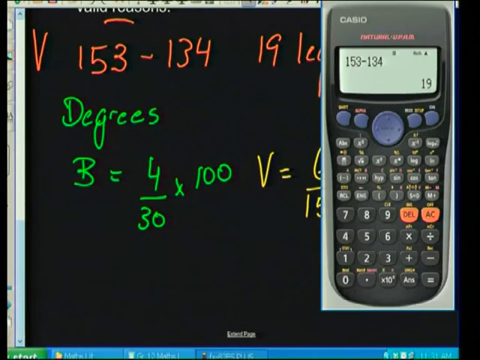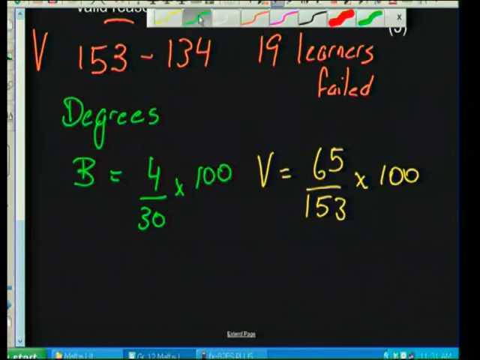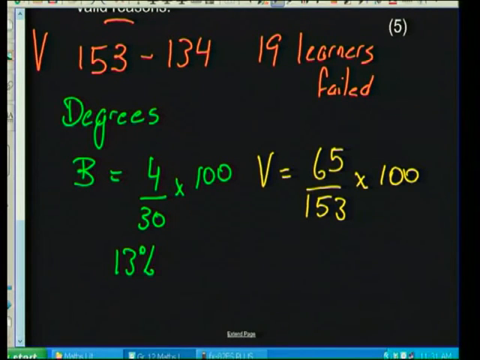So let's get our calculator out. I'm going to say 4 divided by 30 times 100, and I get an answer of 13.33%. So we got 13% there. I'm going to round it off. It's not really important. I'm looking at a whole number now. It's just going to be easier because I'm using it to compare.